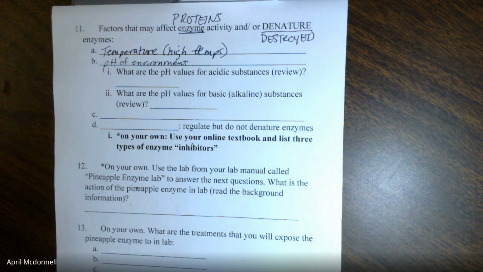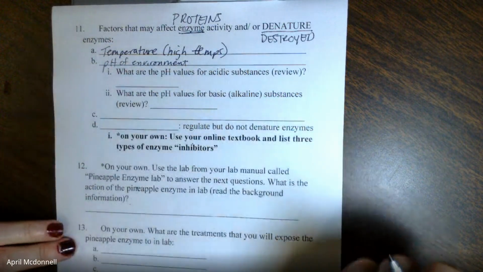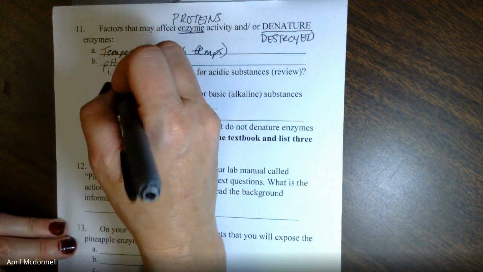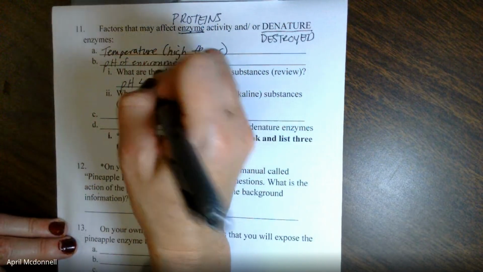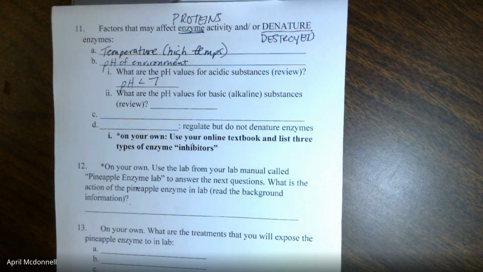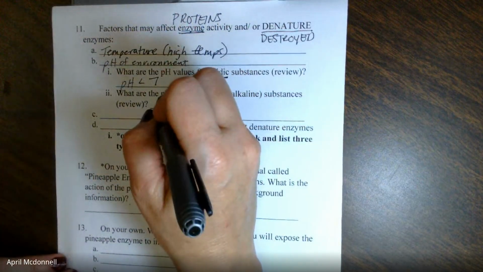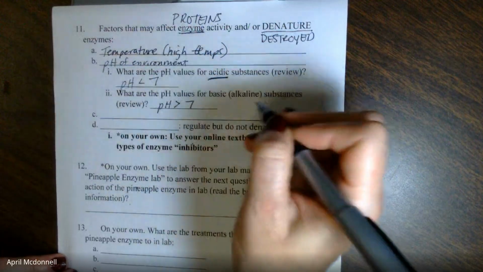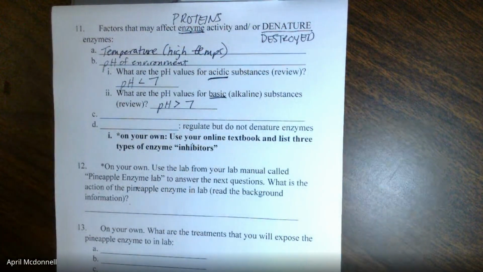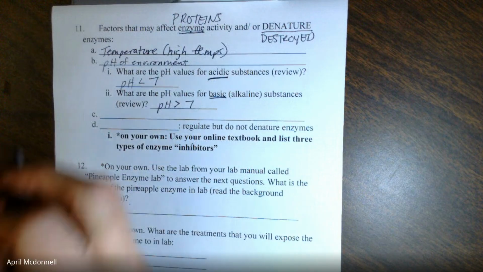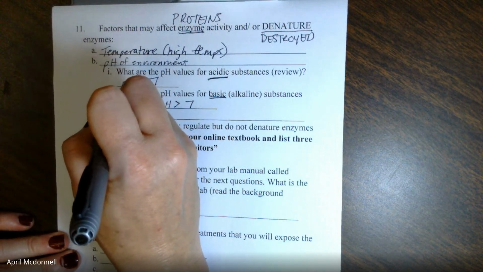But let's go ahead and review some of the pH values. You will definitely need that for the Pineapple Enzyme Lab. The pH values for acidic substances are pH less than 7. Remember, anytime the pH value is less than 7, that's going to be considered acidic. Any pH values that are greater than 7 are going to be considered basic. Other factors in the environment that could end up denaturing is a really high salt environment.